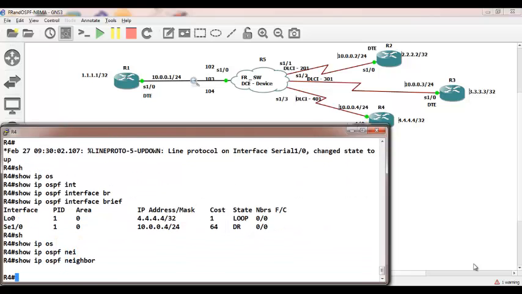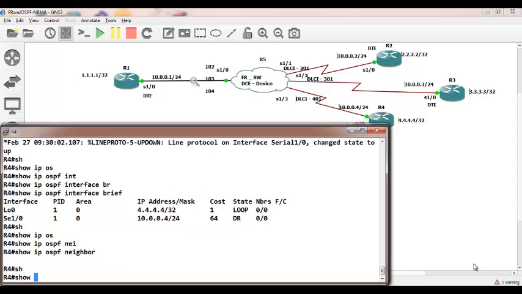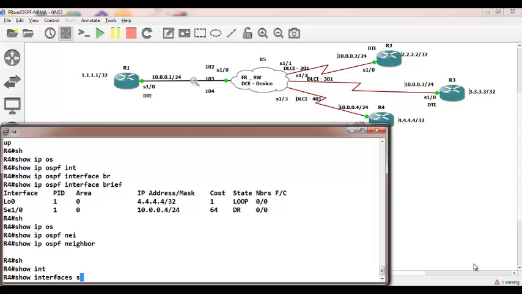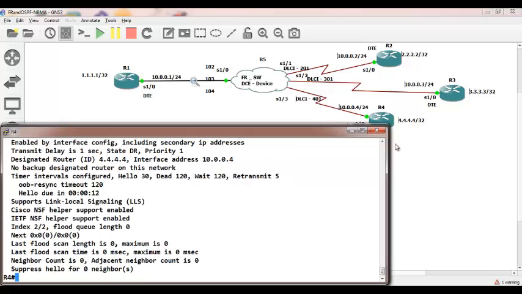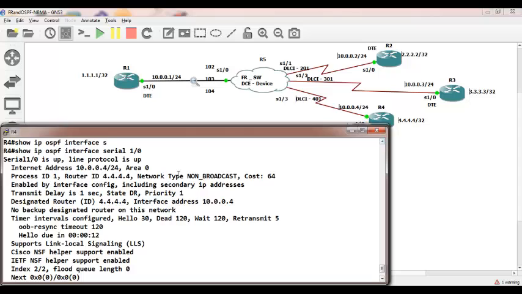Because this is non-broadcast. Show interface serial, show IP OSPF, 1/0. You see, it's a non-broadcast type. The timers are 30 and 120. The neighbors will not be dynamically discovered.